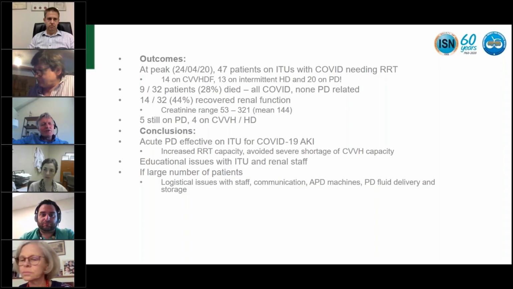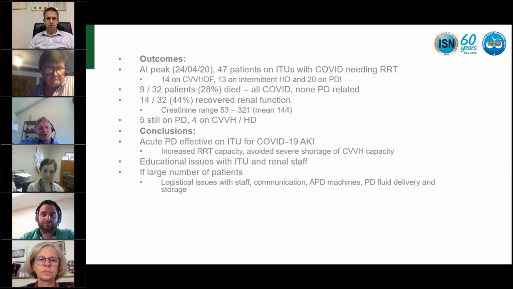So of the 32 patients, 9 of those have so far died, so that's 28%. They all died of COVID, none died of any PD-related problems. 14 of the 32 patients have recovered renal function and have come off dialysis. Their current creatinine range is from 53 to 321, but the patient with a creatinine of 321 is still on the way down.